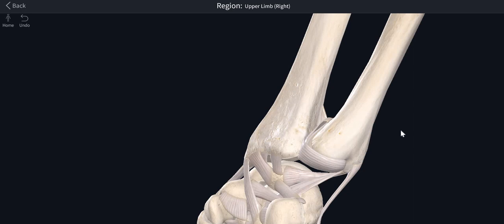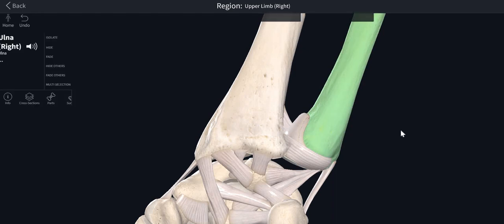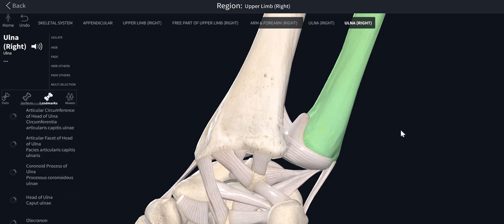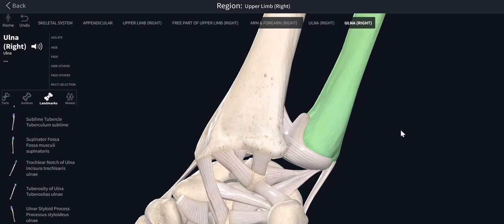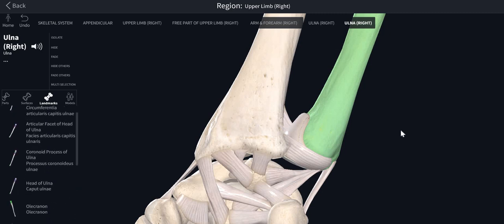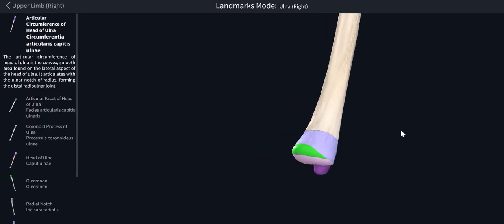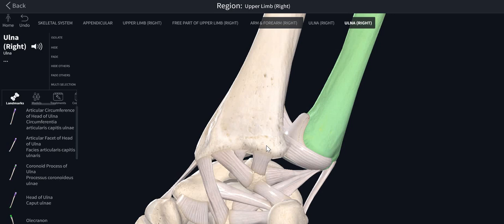This joint is a synovial pivot joint. We have articular surfaces for this joint. The first articular surface is, as we said, the head of the ulna. I just want to show you very quickly, if I can. The head of the ulna right here. So this is the head of the ulna and it articulates right there. This is the articular circumference of the head of the ulna and it is what articulates with the ulnar notch. The ulnar notch is right there.